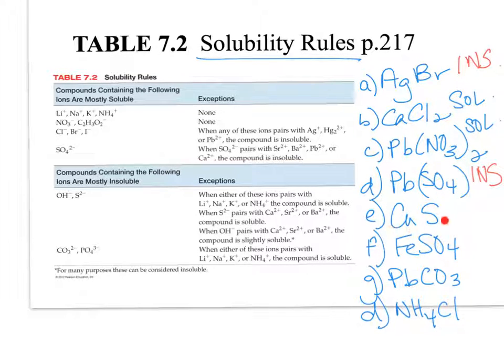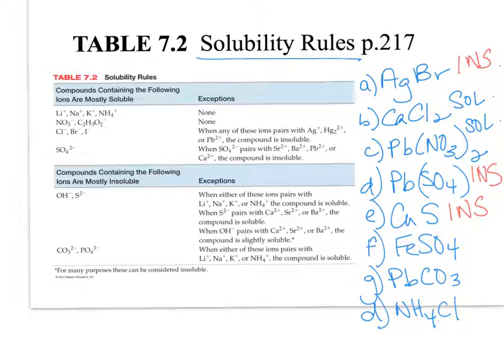Next one up is copper sulfide. Looking for copper and looking for sulfide, we can see that the sulfur is listed as being insoluble. And now we need to go over and see if there are any exceptions. We want to see if copper is an exception to this. So lithium, sodium, potassium, ammonium are exceptions, and also calcium, strontium, and barium are also examples of this as well. But copper isn't listed, so that means that copper sulfide remains insoluble.